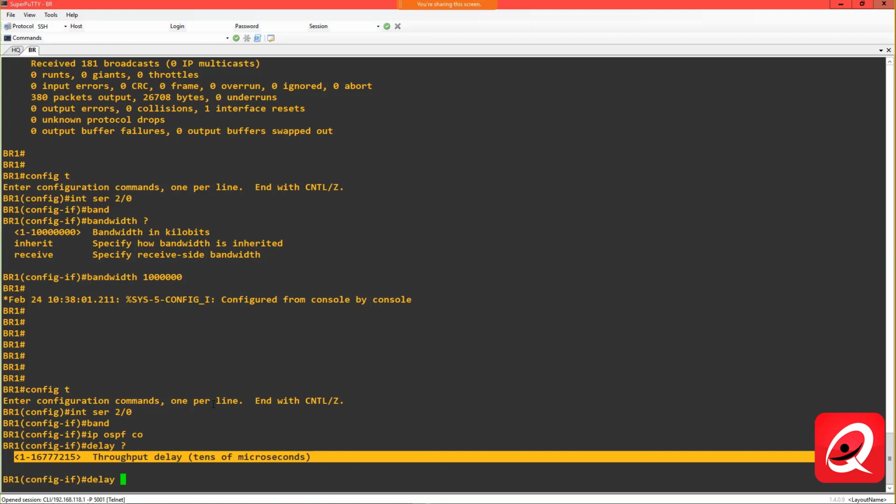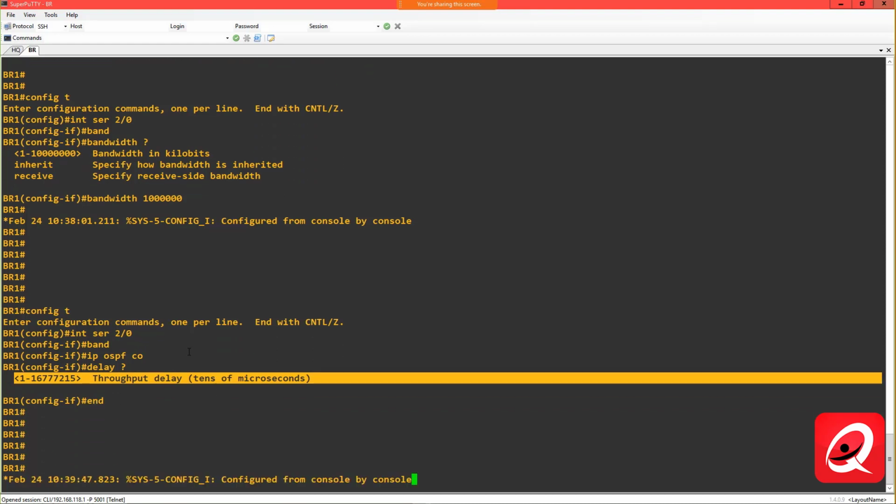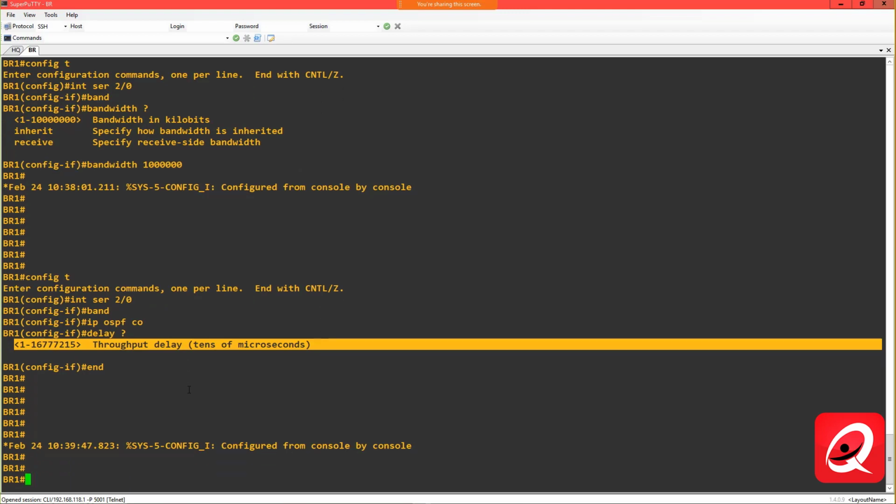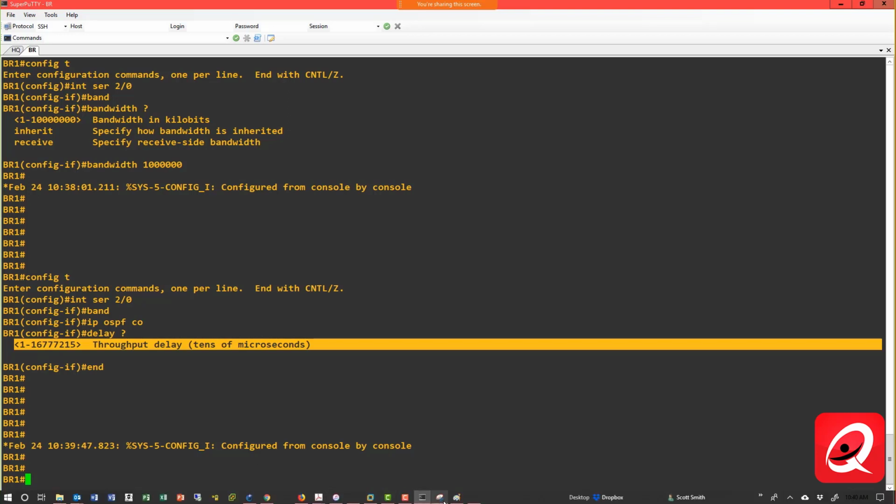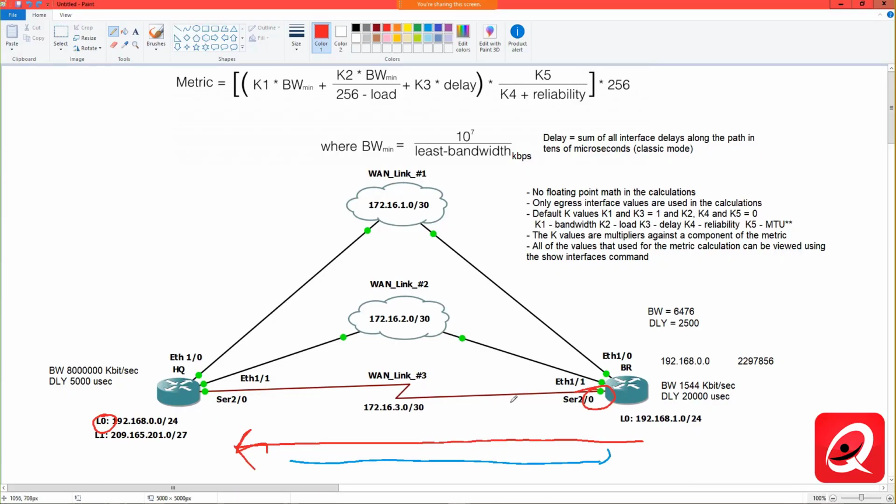So it can be a little bit confusing moving back and forth between these various formats of the metric, but we can set the delay on the interface. I'm not going to modify anything right now because I do want to talk about what the effect of setting these values is on the feasible distance, but also what the impact of setting these values is on the reported distance. Really, really important concept. We'll take a look at that as part of our discussion here.